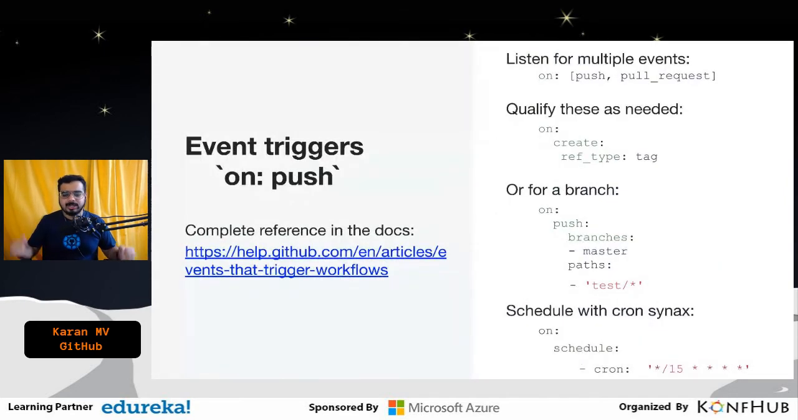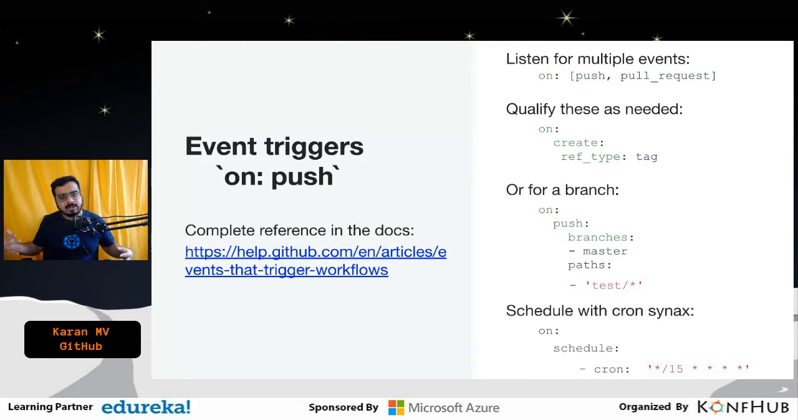So when it comes to triggers, basically what triggers your CI/CD pipeline? There are multiple triggers. There is complete documentation for the various types of triggers. I won't go into that, but you can see you can listen for multiple events, listen for a push and a pull request and a comment or a commit or an issue. You can listen for all of them together. You can even qualify them as needed.